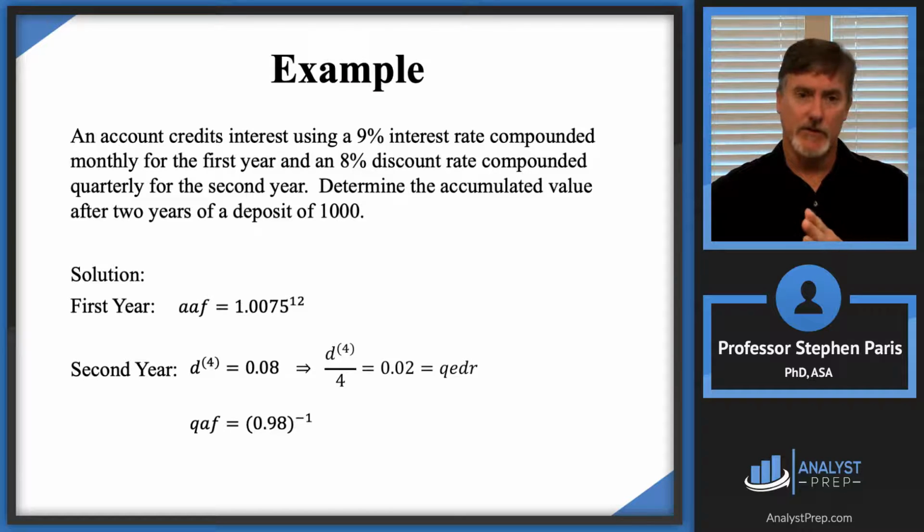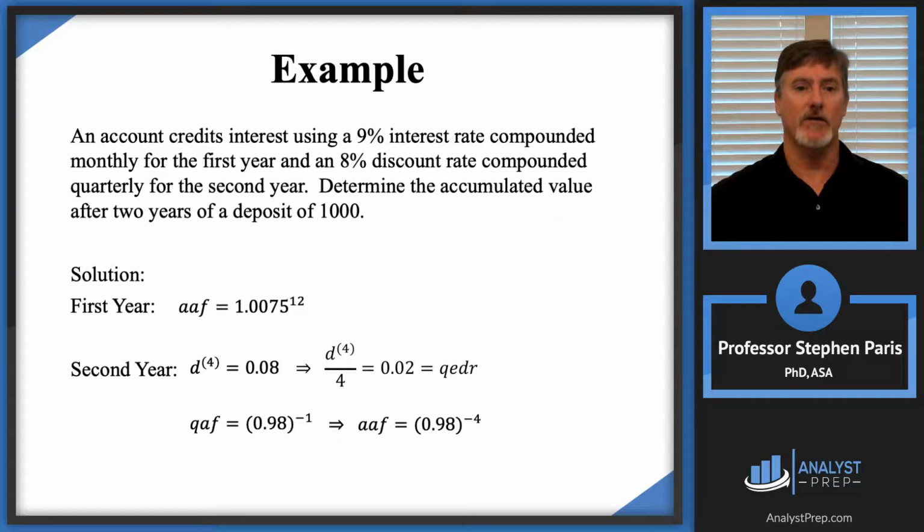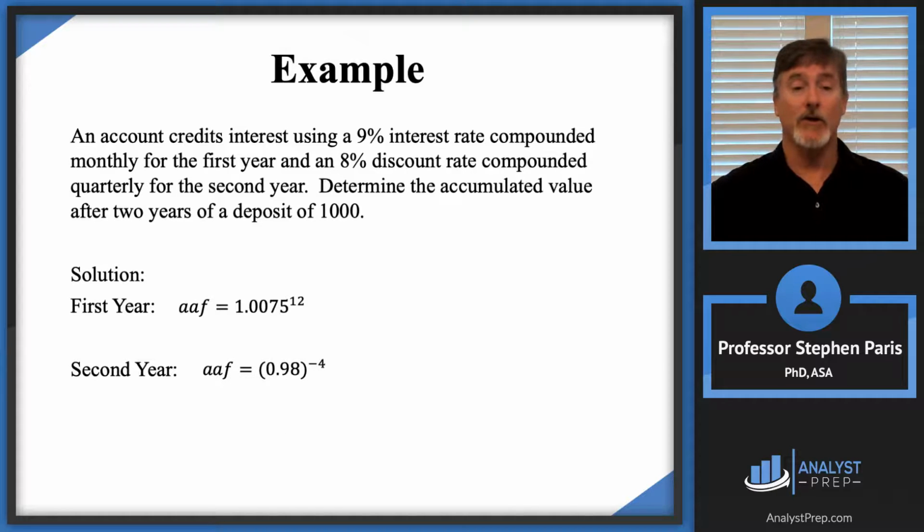Again, I'm going to use this rate for the year, so what I really need is the annual accumulation factor, and I get that from the quarterly accumulation factor by multiplying the quarterly accumulation factor by itself 4 times. And so I'll get that for the second year, the annual accumulation factor is 0.98 to the minus 4.